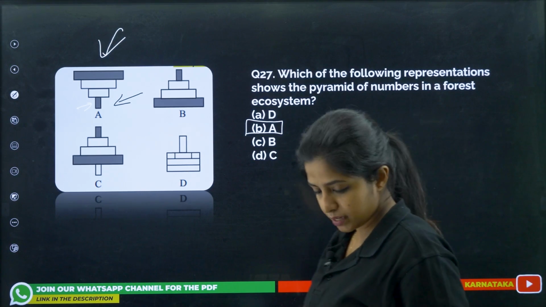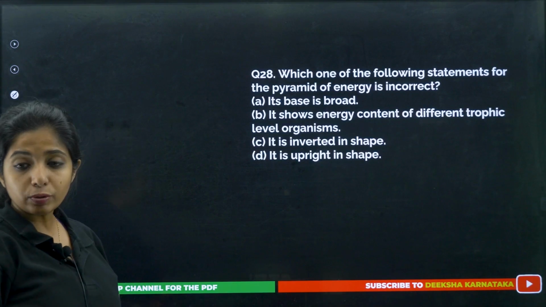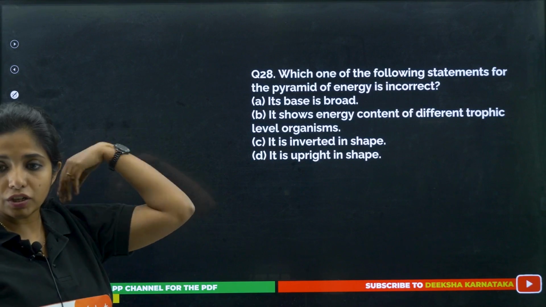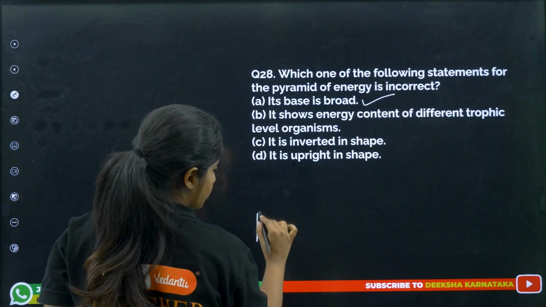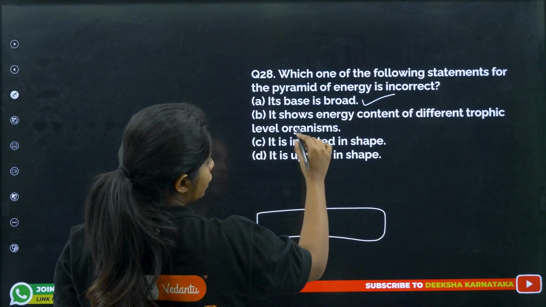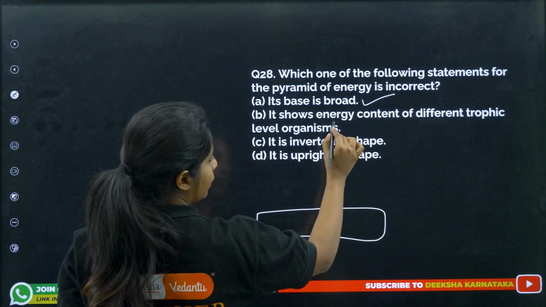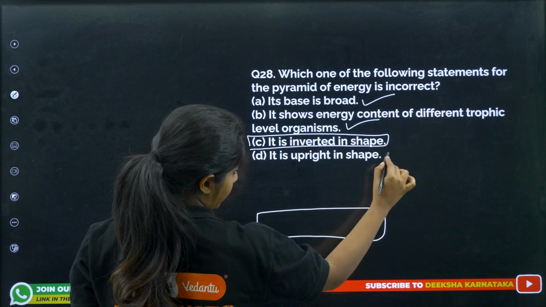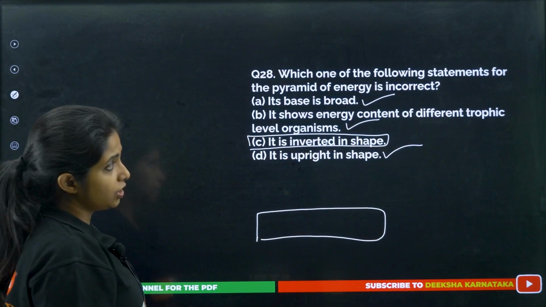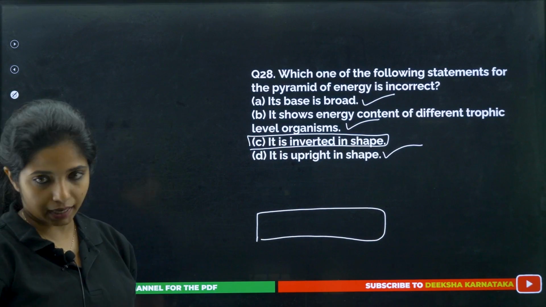Cool. Chalo. Next question. Which one of the following statements for the pyramid of energy is incorrect? Its base is broad. This is correct. Obviously the base is broad because it has a lot of energy. It shows energy content of different trophic level organisms. That is also correct. It is inverted in shape. Wrong. It is upright in shape. So this is the one that is incorrect.